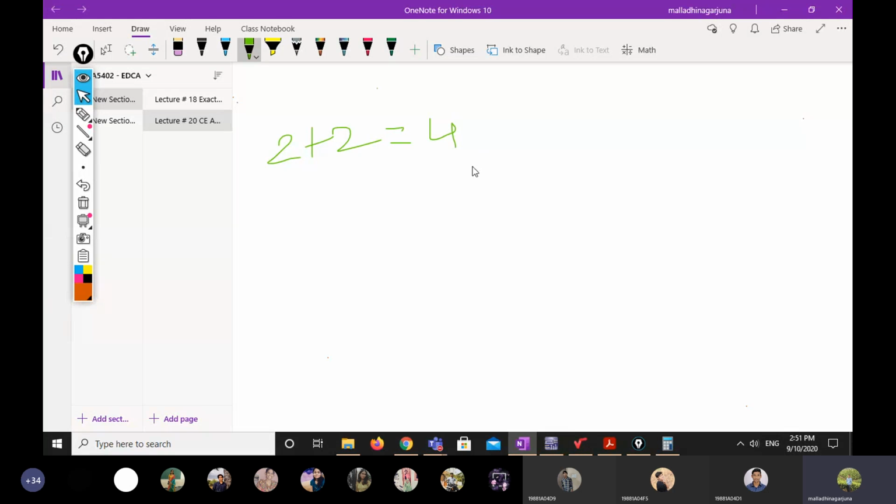Okay, for 2 plus 2, I took 2 fingers and 2 other fingers, I counted the total, and I got 4. This is one method, procedure 1. Or in 2 plus 2 I took 2 as common, so 1 plus 1, which equals 2, and then 2 into 2 is 4. This is another method.